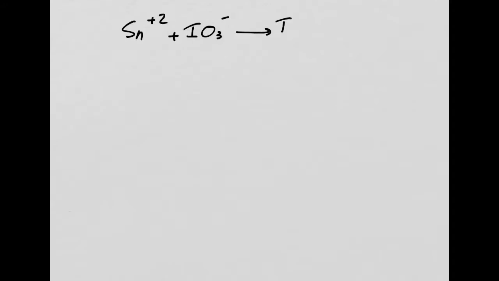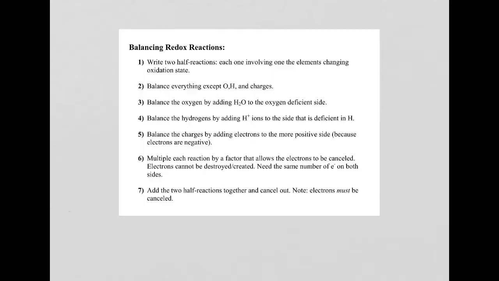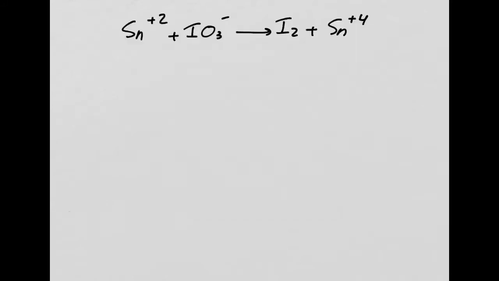Okay, pause my video and balance this redox reaction using the rules that I had emailed you and we just went over. So here are the rules again. Rule number 1, we're going to write 2 half reactions. So the 2 half reactions: Sn2+ goes to Sn4+, and then iodate goes to I2. You write down 2 half reactions.